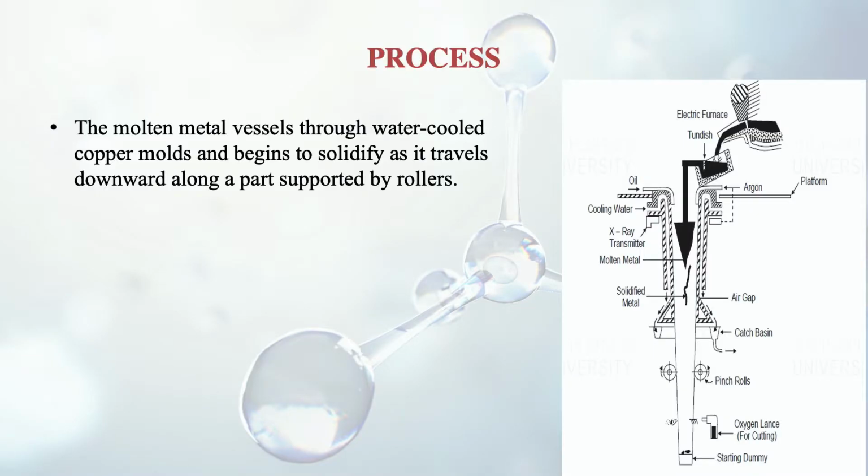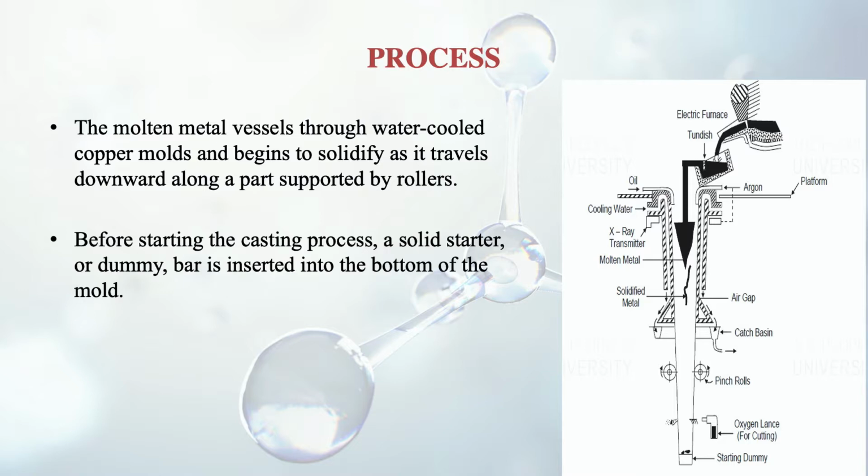The molten metal then flows through water-cooled copper molds. There are copper molds, you can see in the figure, and then it begins to solidify as it travels downward along a path supported by rollers. So you can see at the bottom there are rollers which are supporting this equipment.